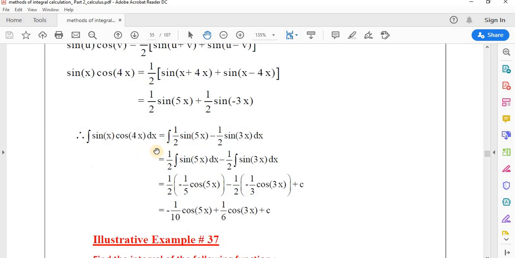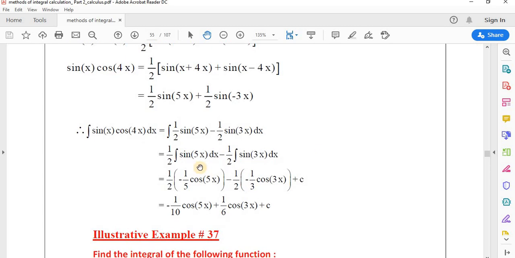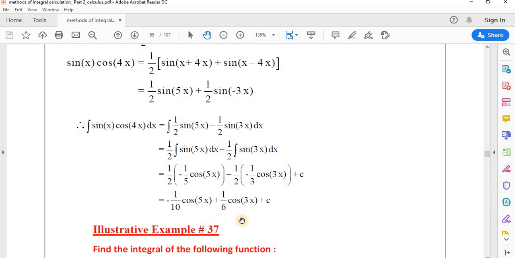We will go directly to find the integral for this result. So the integral will be equal to the integral of half sine 5x minus half sine 3x dx. By using the integral properties, we will distribute the integral to each function. You will get this value. It will be easy now to find the integral result. The integral of sine 5x will be minus 1 divided by 5 multiply cosine 5x, and the integral of sine 3x will be minus 1 divided by 3 multiply cosine 3x plus the constant number. And after the simplification, we will get this final result.